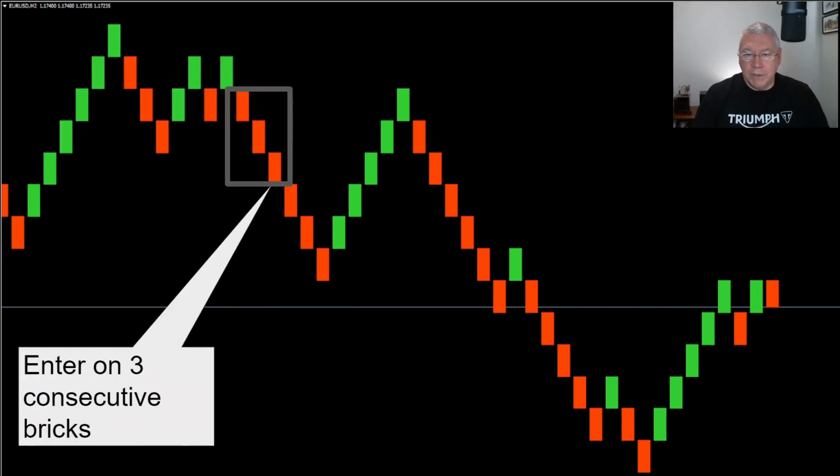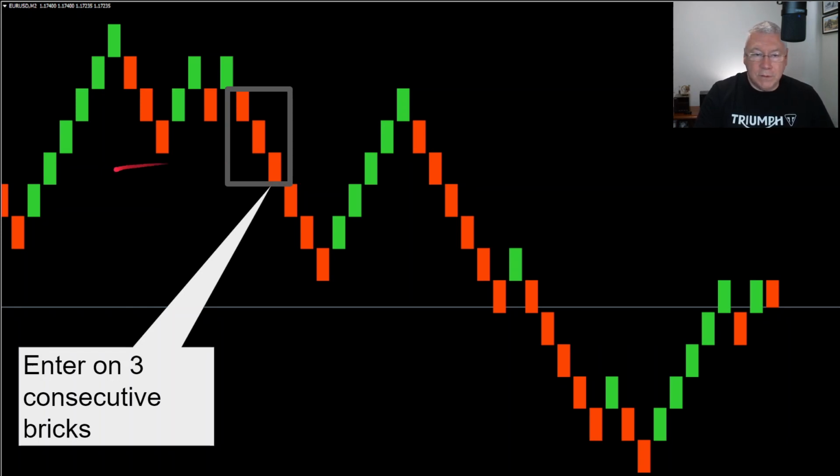So now let's look at the strategy. This is a strategy based on a continuation of a trend. So as soon as there are three bricks in the same direction, and I've highlighted three downward bricks here, that's the entry point. So we would be entering at the bottom of this third brick. As soon as that third brick has formed, we would enter a sell trade here.